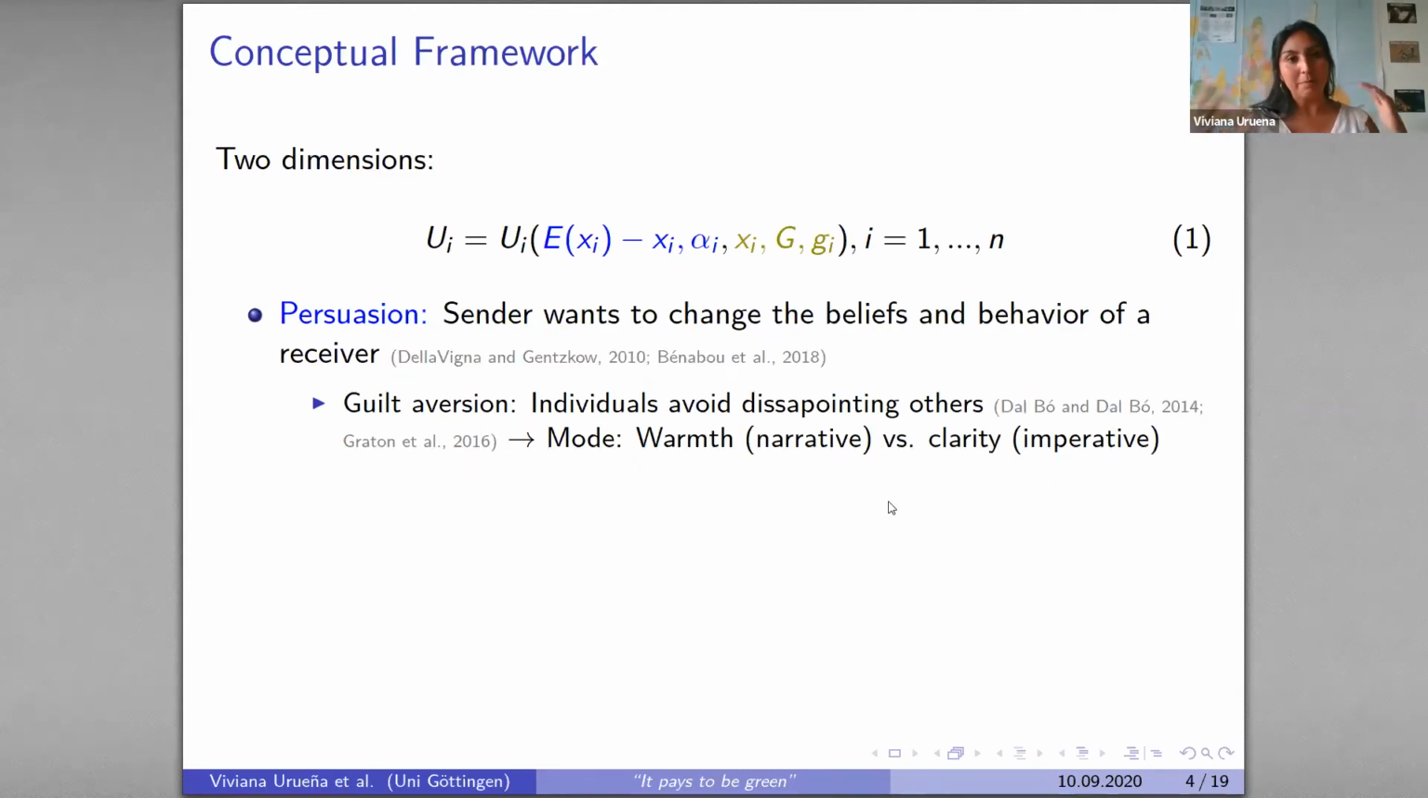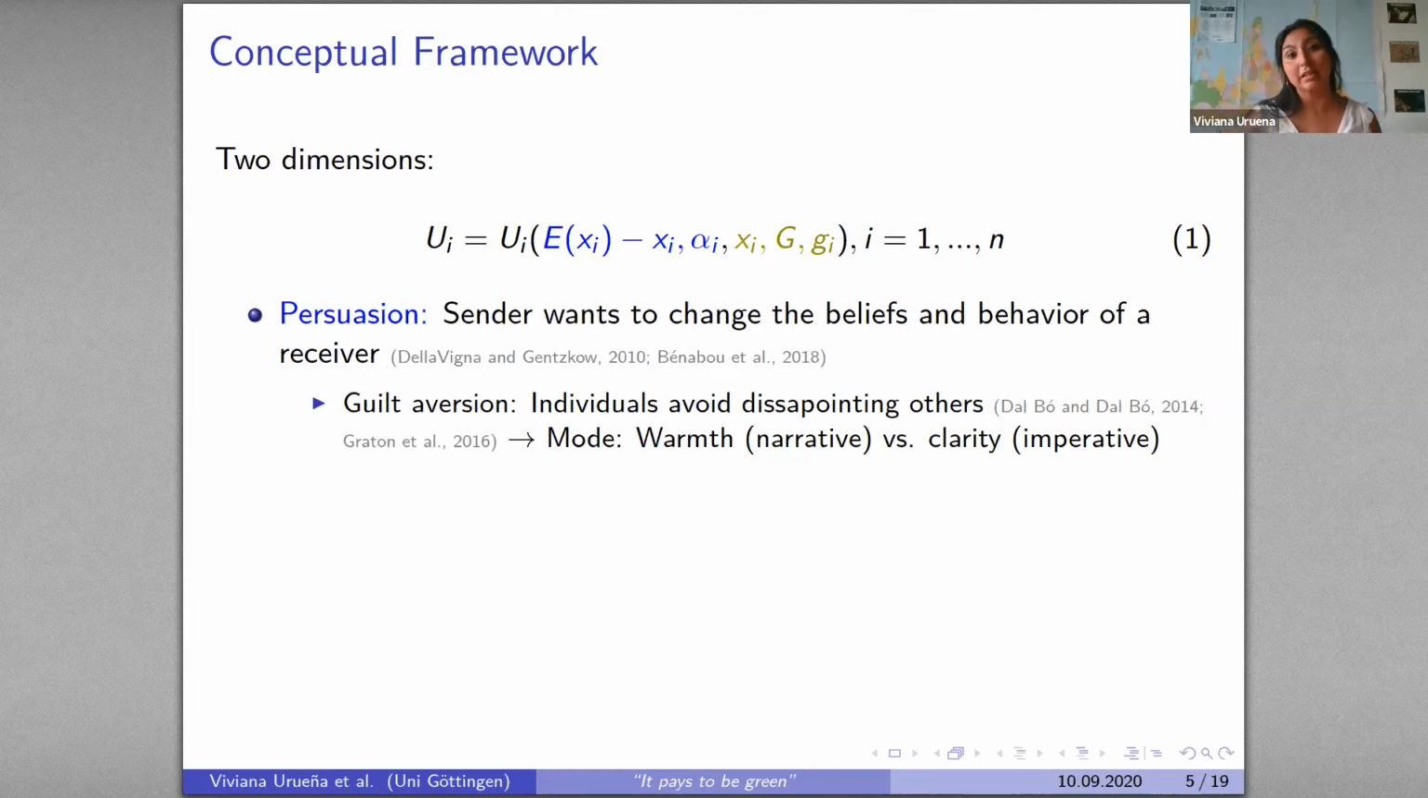So our paper will focus on 2 dimensions. The first one is persuasion, because here we have a sender that sends a message to a receiver with the aim to change the beliefs and the behavior of this receiver without the need of monetary compensation. What we discuss in our paper is that there are 2 main channels that help this persuasion to happen.